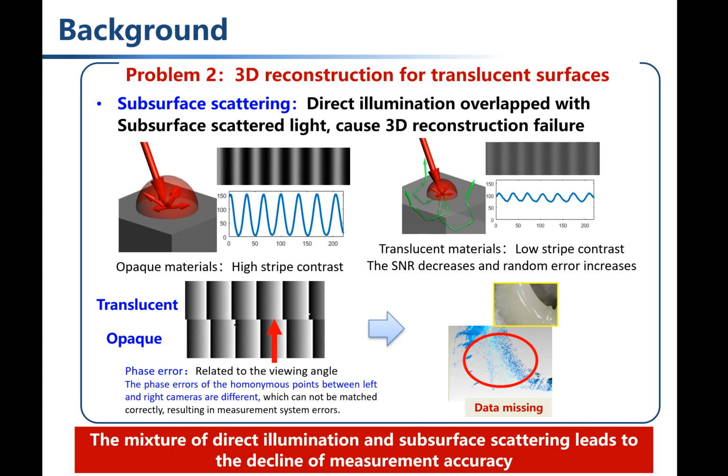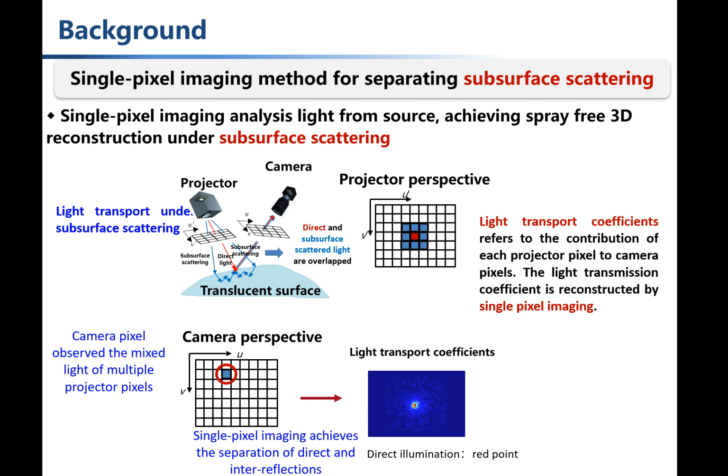Subsurface scattering occurs in translucent surfaces, where the direct pattern is degraded by the transmitted scattered light. This can cause large phase error. The situation is similar for subsurface scattering when using single-pixel imaging. Direct light and subsurface scattering are naturally separated in the light transport coefficients.